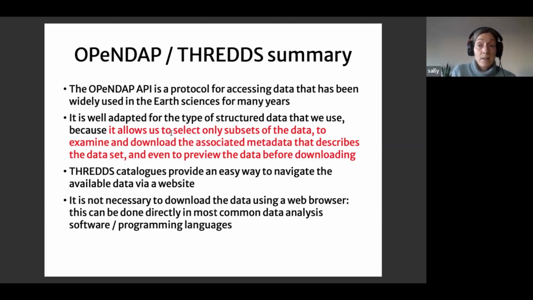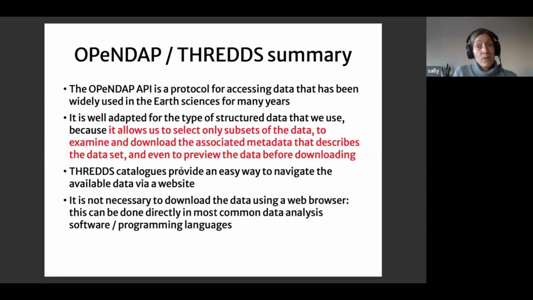Some of them are quite standard, so OpenDAP is one of them, and it's widely available. The advantage is, again, that it allows us to subset the data so that we don't have to deal with more data than we need to, and also that we can get the metadata at the same time so that we know what we're looking at.